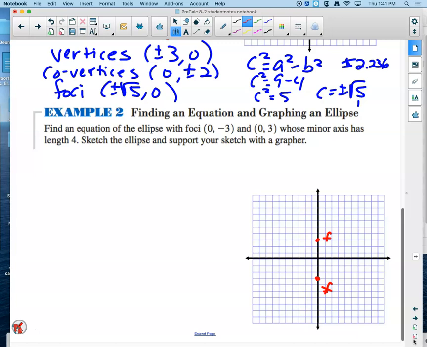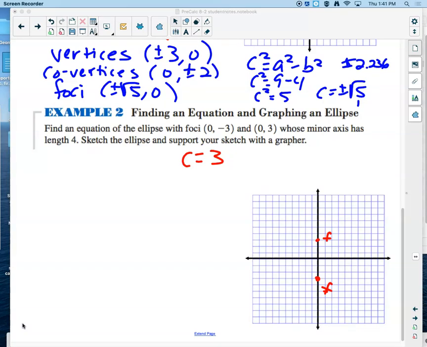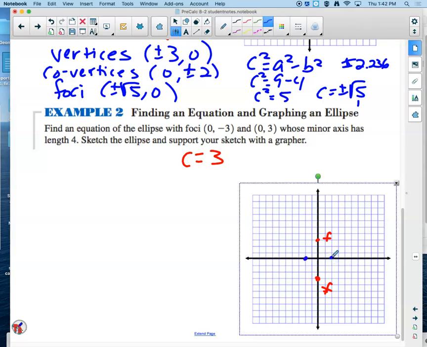And I started thinking right away, well, that's c. So the distance from the center to those points is 3 units. Still have a lot to go, though. So it says the minor axis has a length of 4. So from covertex to covertex, we're talking about a length of 4, which would mean splitting that would give us 2 units. Now, the foci are always on the focal axis, the major axis. So our covertices are definitely going to go on the x-axis this time because those are going to be on the minor axis. And that tells me that b is 2.